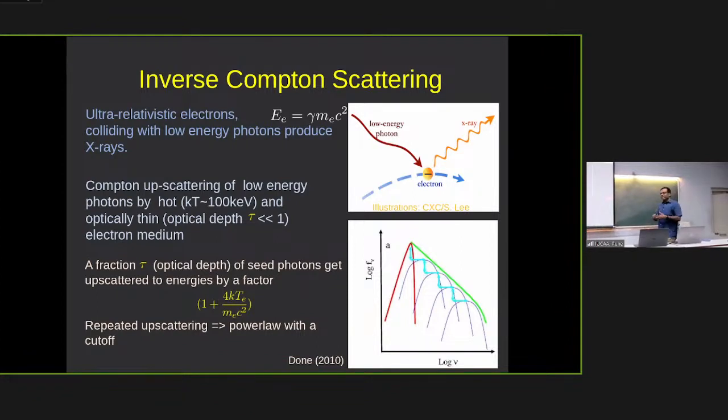Okay, so if you have a gas or a medium of highly energetic electrons, even a thermal plasma at something like 10^9 Kelvin or so, and then you irradiate such a plasma with low energy photons like infrared, radio, optical, etc., then you think about the interaction between these low energy photons and the high energy electrons.